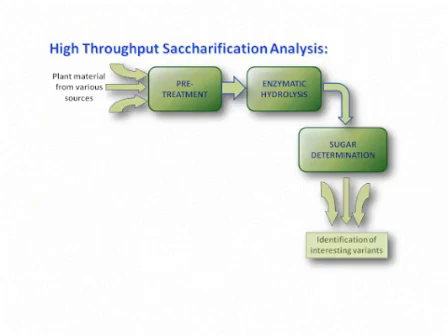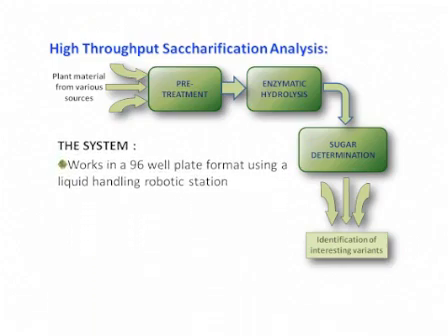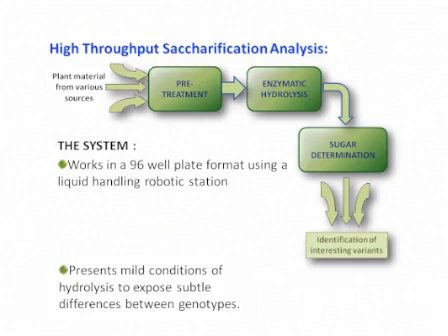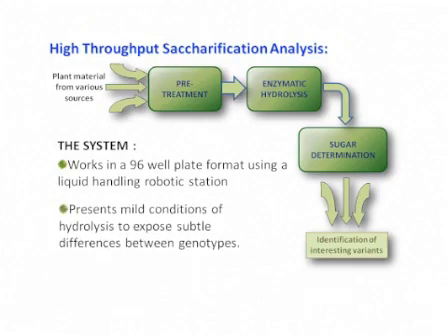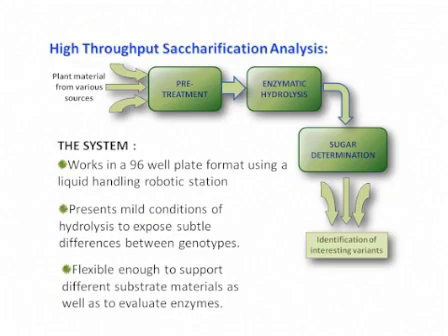To measure saccharification potential, we reproduce industrial processes at a microscale level, where we subject biomass to a pretreatment and enzyme hydrolysis to determine the sugars released. This identifies interesting varieties and genotypes. The high-throughput system works in a 96-well plate format. Mild conditions of hydrolysis are used to expose subtle differences between genotypes, and it is also flexible enough to support different substrate materials as well as to evaluate different enzymes.